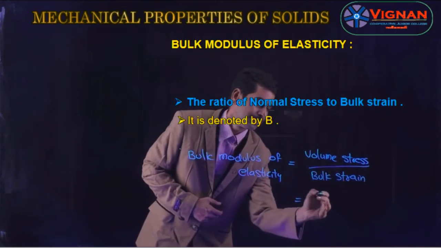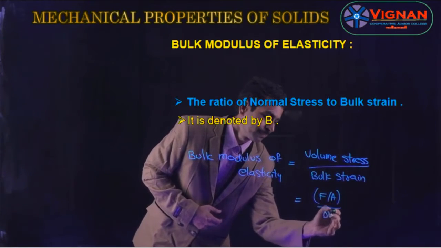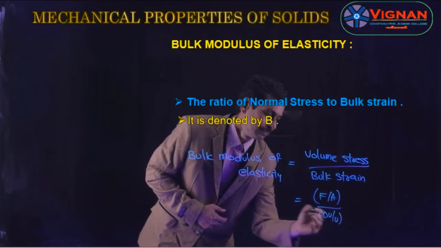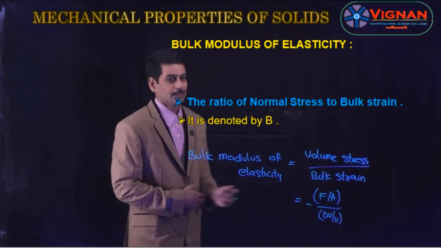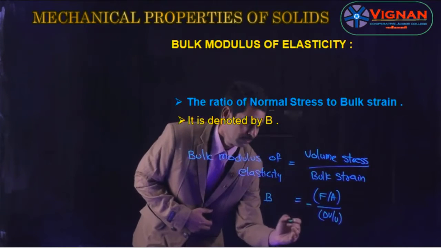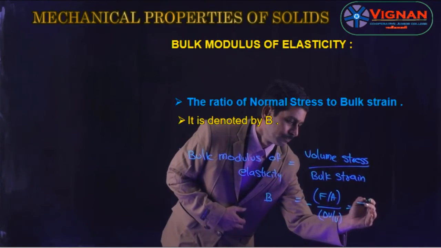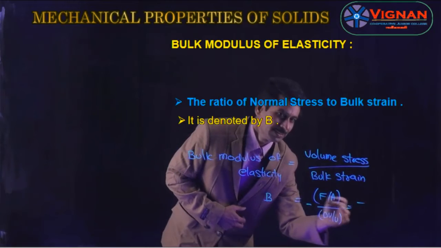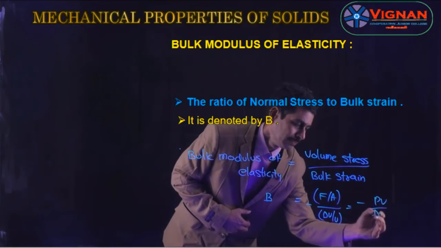And we know the stress is nothing but force by area, whereas strain is nothing but delta V by V. But here we get minus because there is a decrease in volume, that's why we get minus. And the bulk modulus is denoted by B, which is nothing but minus. So F by A is nothing but pressure, so pressure P V by delta V.